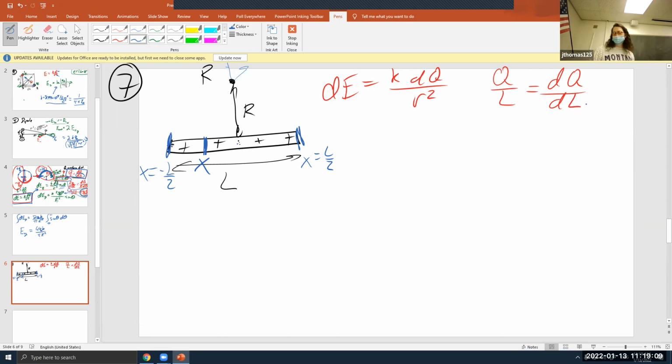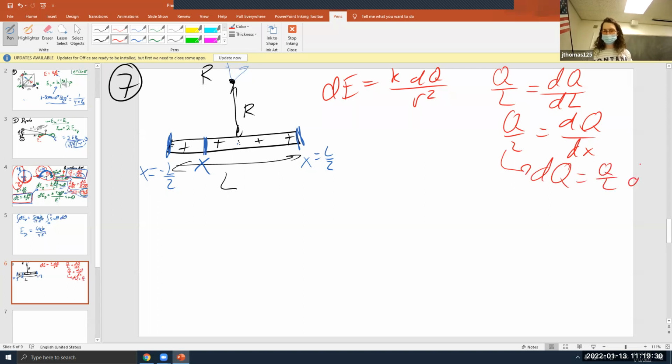And I could go ahead and actually set that up right here, right? We're just going to have Q over L is equal to dQ over dx. And in the problem, they give me Q and they give me L. So that's actually the easier part of this problem. dQ is equal to Q over L dx. And we can make that substitution or just think about it in our heads. That's going to work.